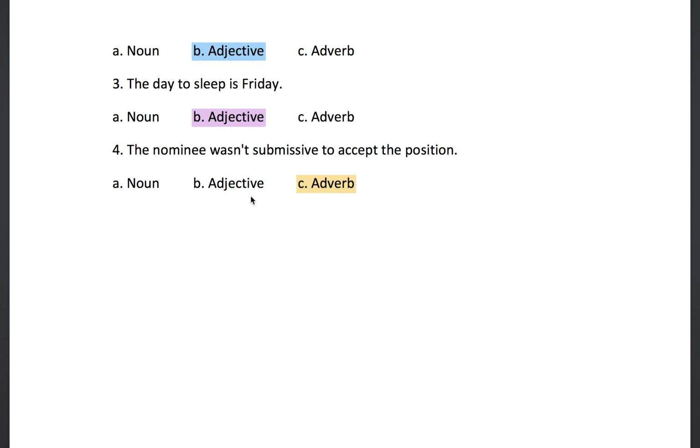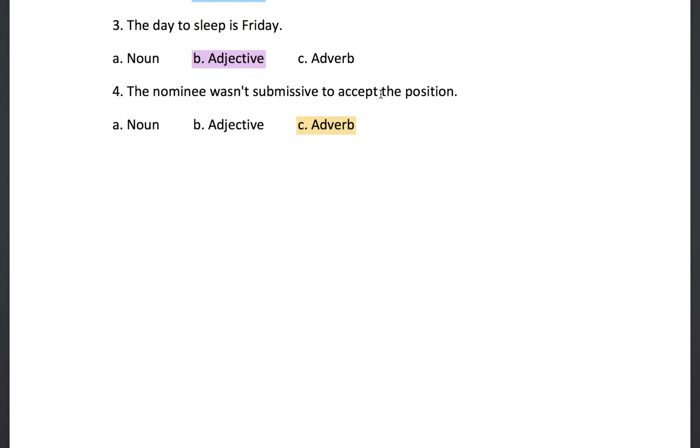Third one: the day to sleep is Friday. We have "the day" as the subject of the sentence, "is" is a verb, and Friday is here. So "to sleep" is describing "the day", so this is the adjective form here also. Next: to nominate wasn't submissive to accept the position. You can try the "in order" test. Let's try it: the nominee wasn't submissive in order to accept the position. So here is an adverb in the sentence describing the verb that we have here.